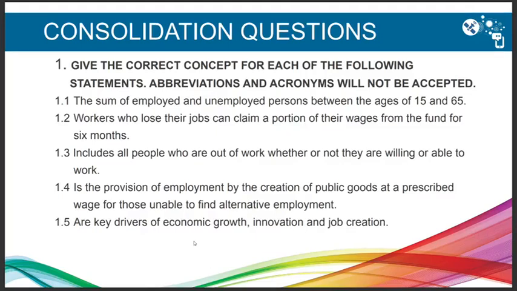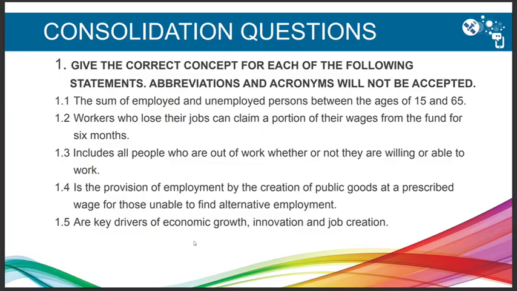Right. Give the correct concept for each of the following statements. Abbreviations and acronyms will not be accepted. 1.1. The sum of employed and unemployed persons between the ages of 15 and 65. 1.2. Workers who lose their jobs can claim a portion of their wages from the fund for 6 months. 1.3. Includes all people who are out of work, whether or not they are willing or able to work.